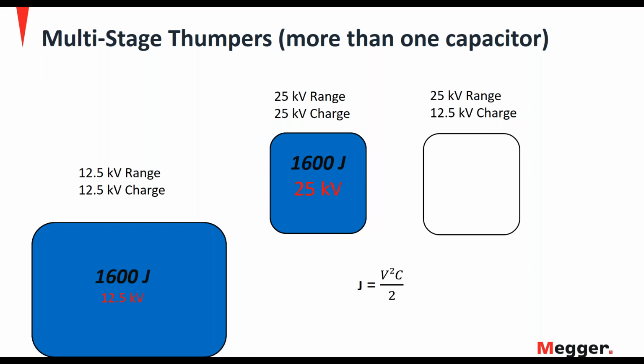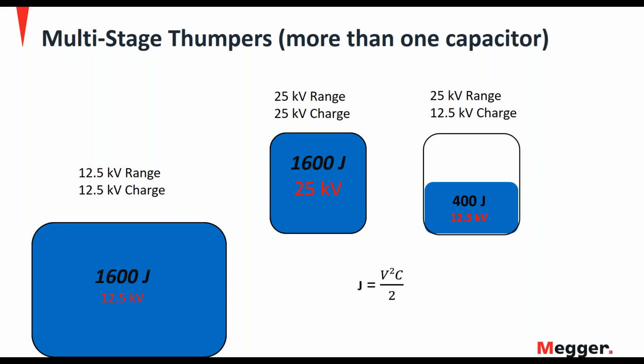You could also, not inadvertently, but you don't want to use the high voltage range and only fill it part of the way up. If you do that, you get about 1/4 of the joules of energy. So in this case, if we use that smaller capacitor and only charged it to 12.5 kV, we would only get 400 joules. Now, one of the nice things about the Smart Thump is if you try to use less than 12.5 kV, it automatically switches to the larger capacitor.